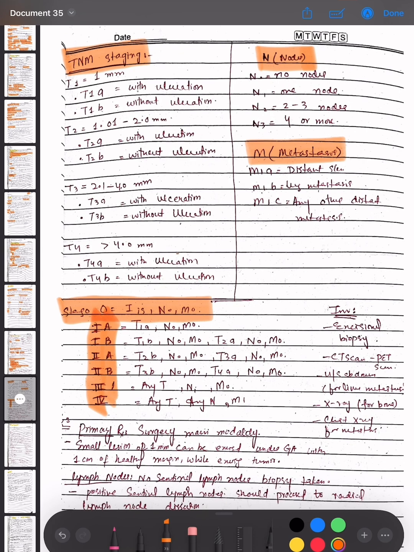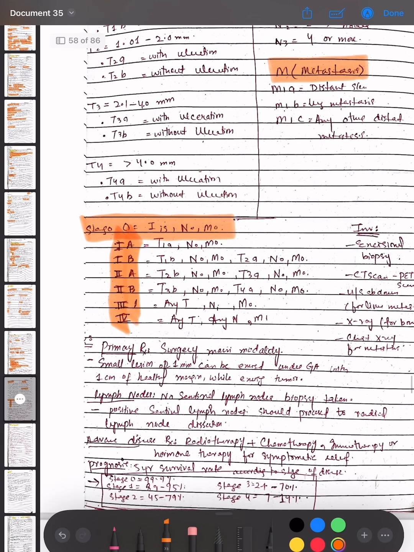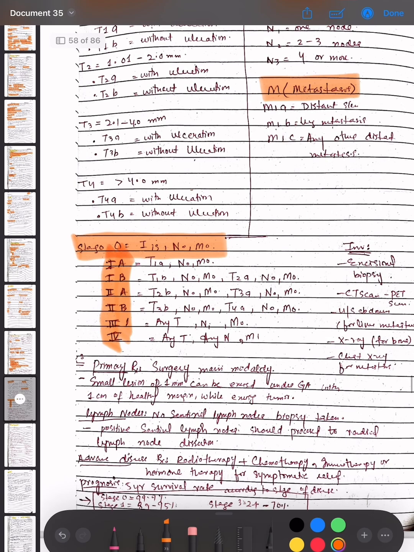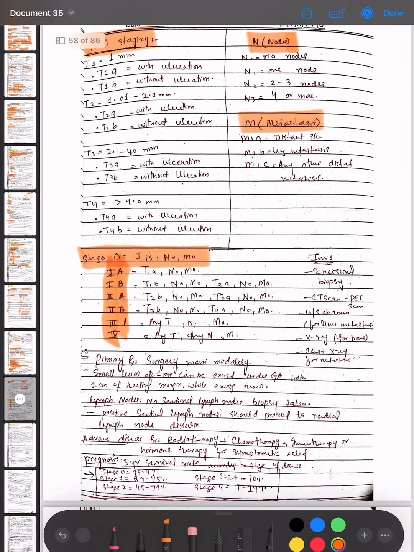N0 means that there are no nodes involved. M0 means that there is no metastasis. While in stage 4, we have any T, any N, or any M. Okay, so these are the stages. You just have to give a look and you can write it on your own.